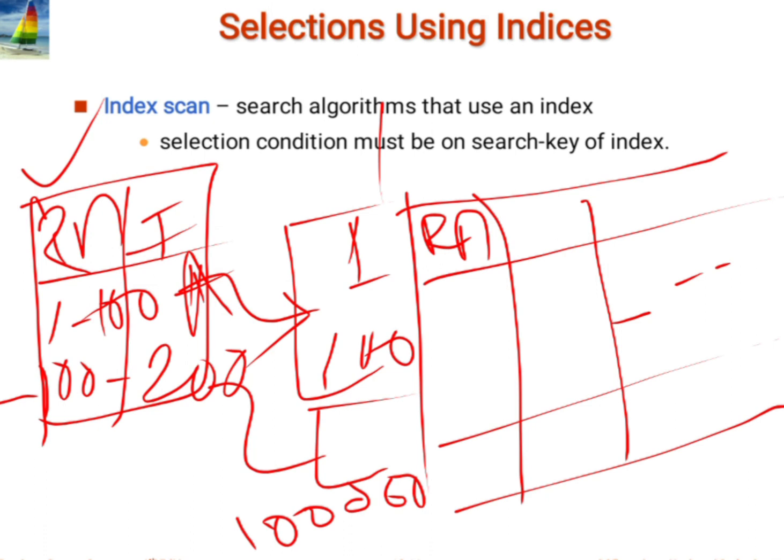The search algorithms can use the index. Okay, then the selection condition must be on the search key of the index, because the search key will be of the index only, and I cannot search directly on the table. Okay.